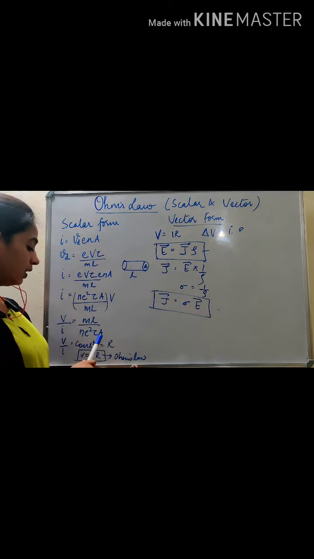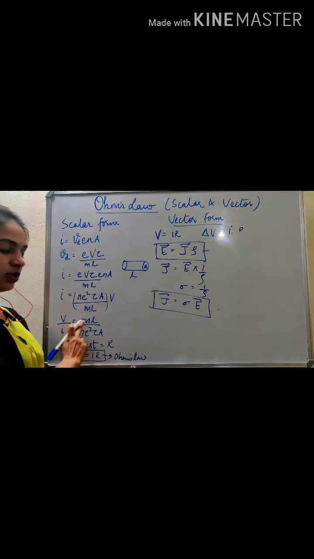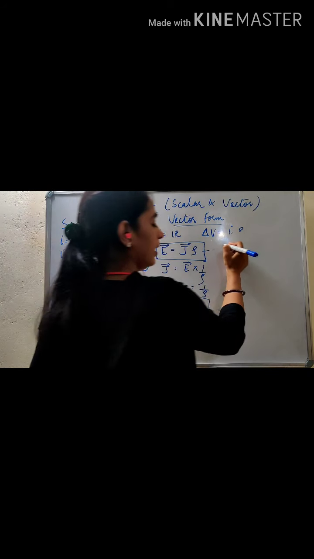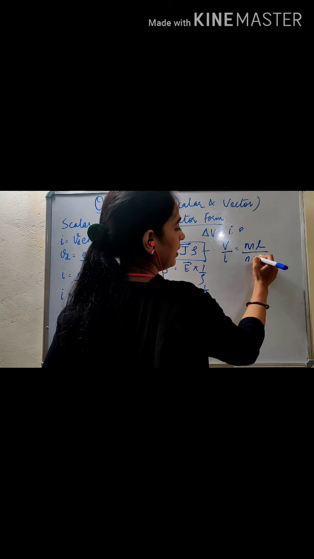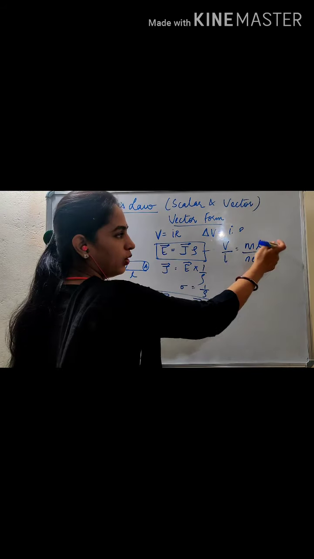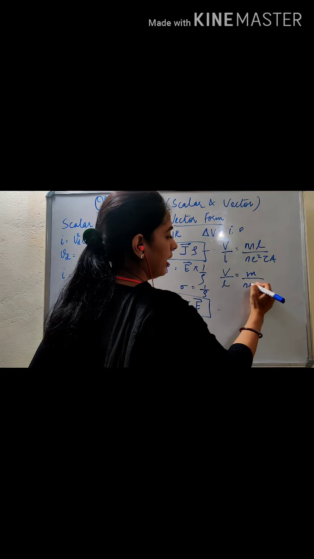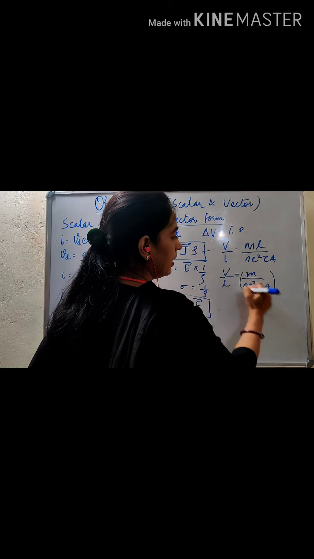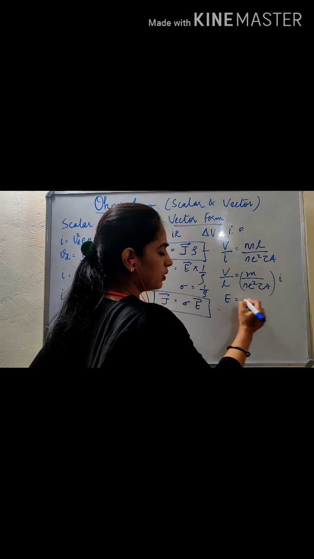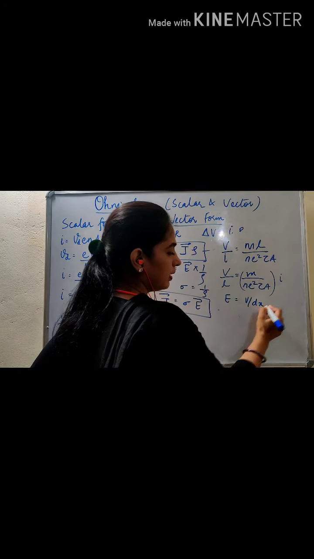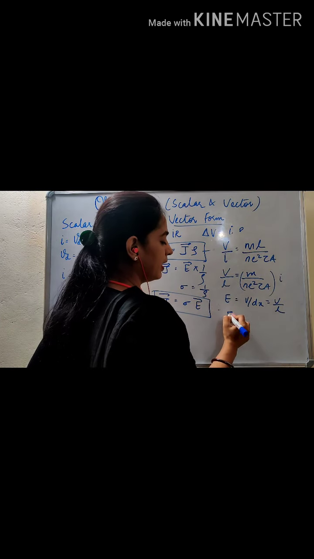From here only we can do the derivation. We know V by I is equal to ml upon n e squared tau A. I am writing it over here. V by I is equal to ml upon n e squared tau A. Taking I over there and bringing L over here, I can write V by L is equal to m upon n e squared tau A into I. So what is V by L? That is E. We know E is equal to V by dx, or V by L.